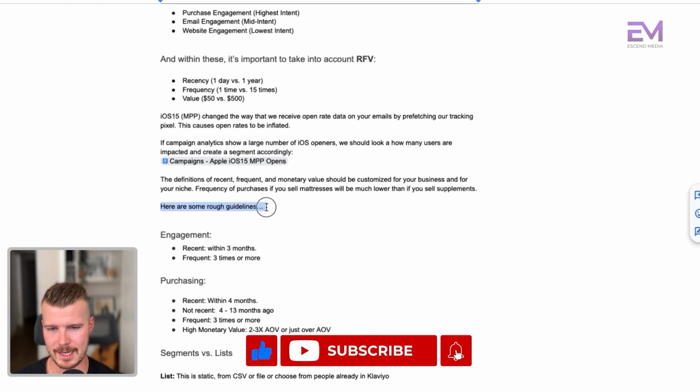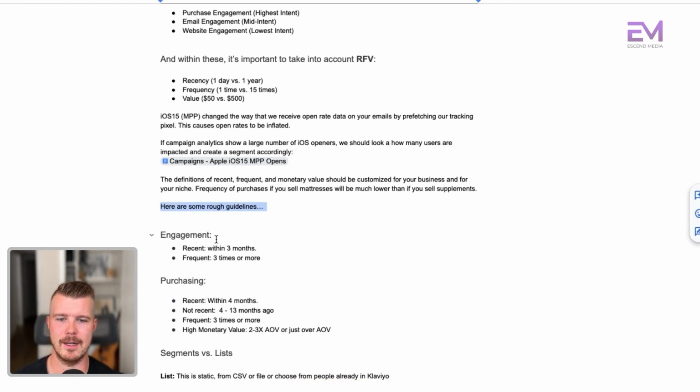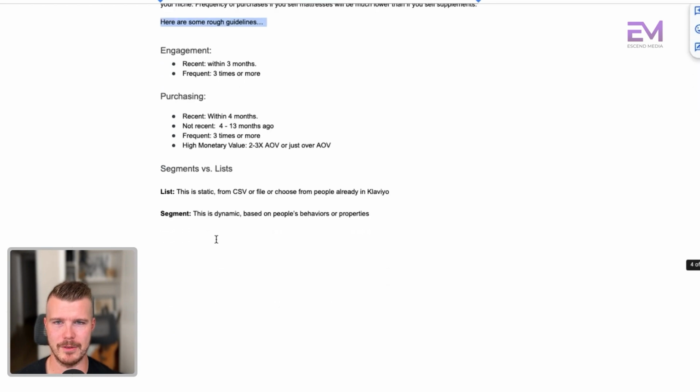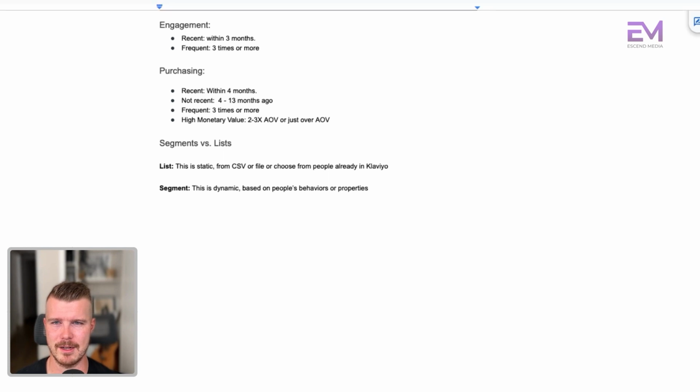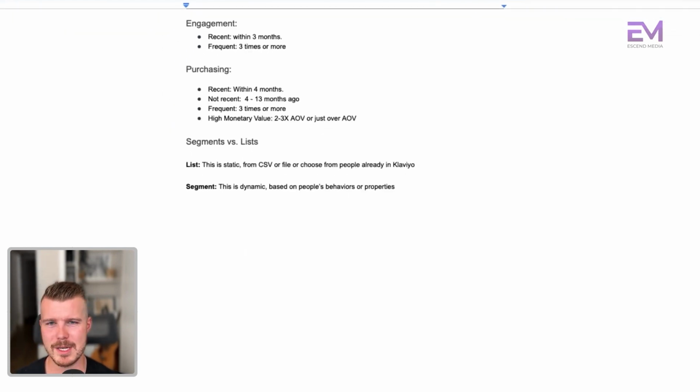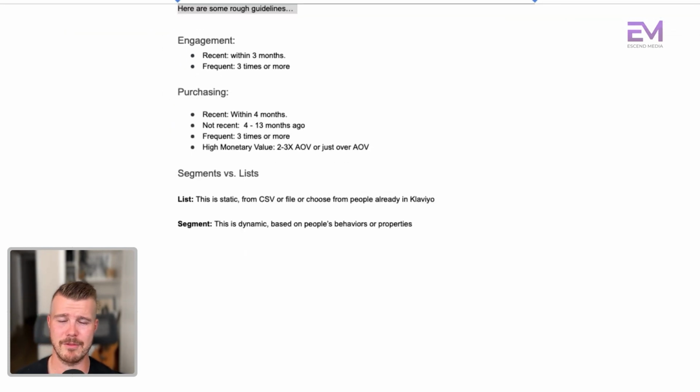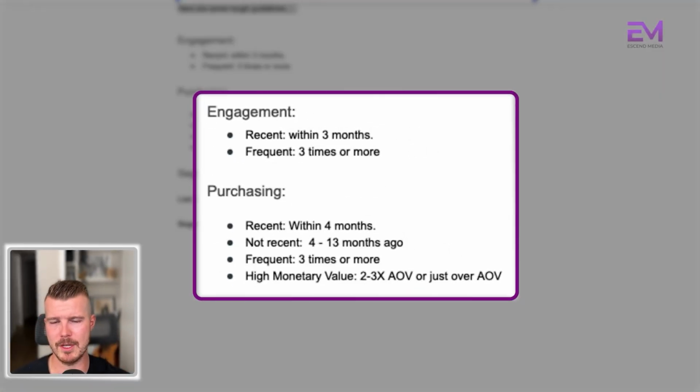Some rough guidelines for you to consider. Again, it's really important that you build this out specific to your business, but some very rough guidelines you can consider are: number 1, engagement recently would be 3 months, and frequency would be 3 times or more. And then from a purchase perspective, recent would be within 4 months, not recent would be 4 to 13 months ago, and frequent would be 3 times.